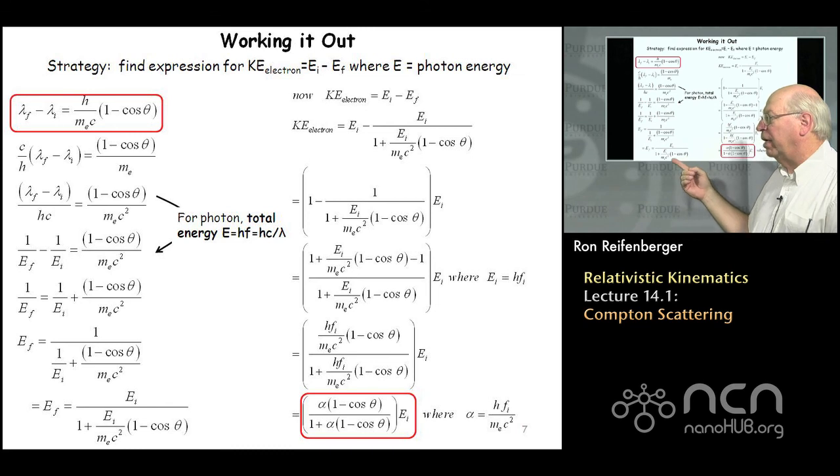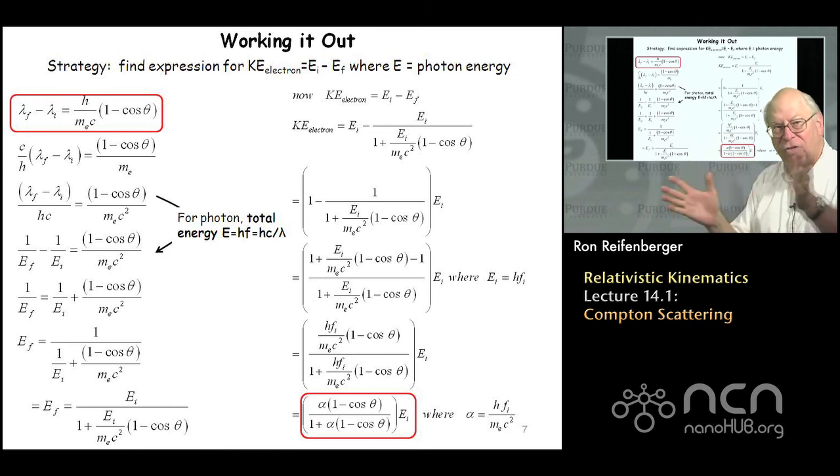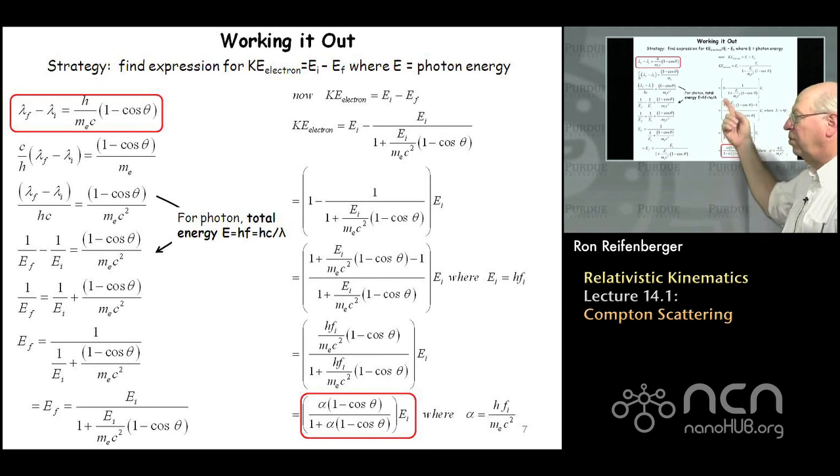What I end up doing is I end up with an expression down here that says that the final energy of the scattered photon is equal to the initial energy of the photon times this denominator, which contains this cosine theta factor that describes the angle that the photon is scattered through. And I just continue to work through that, trying to simplify the arithmetic a little bit.